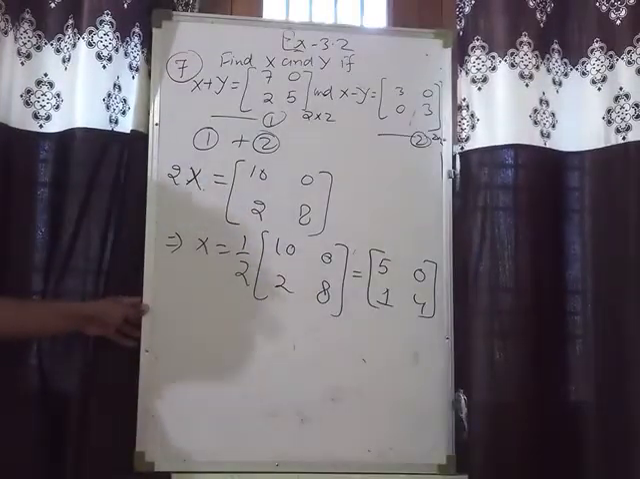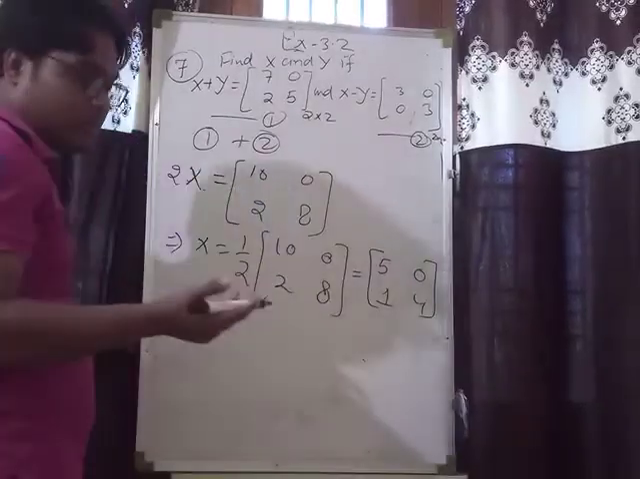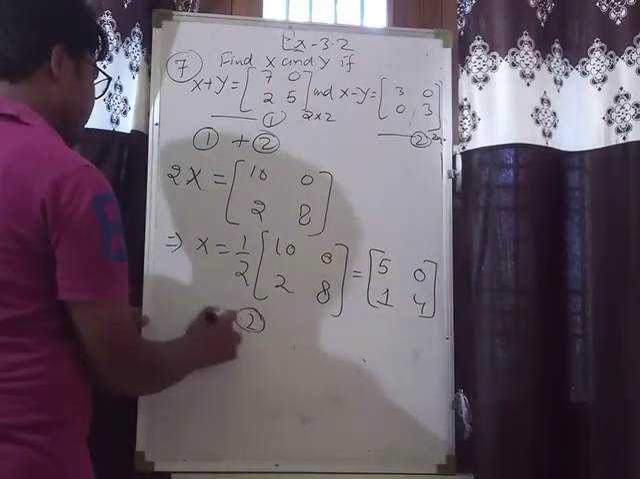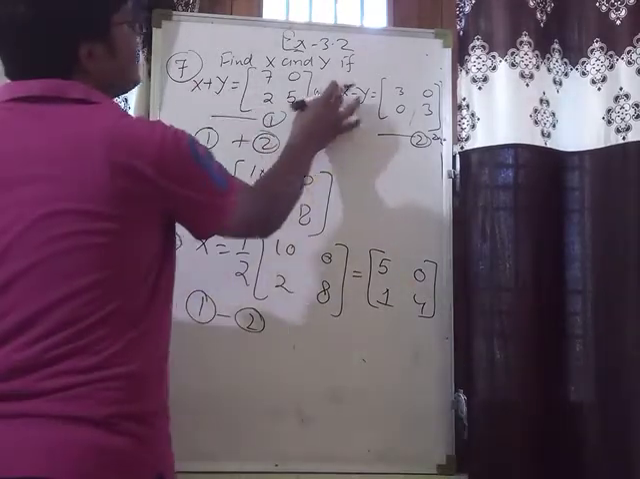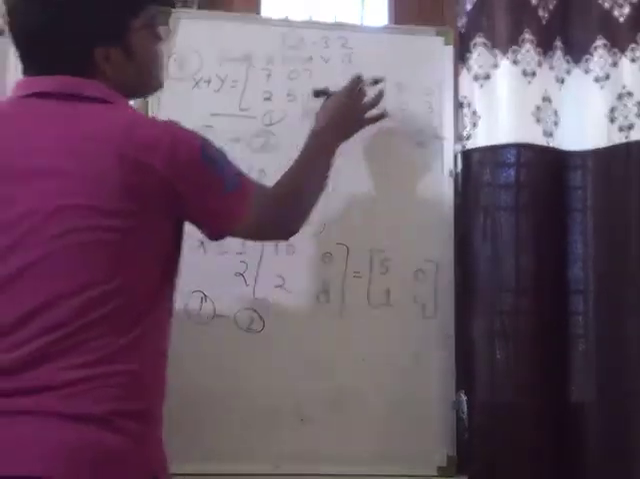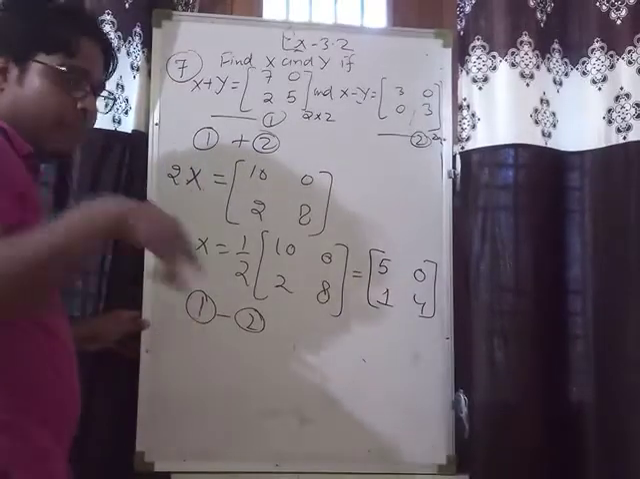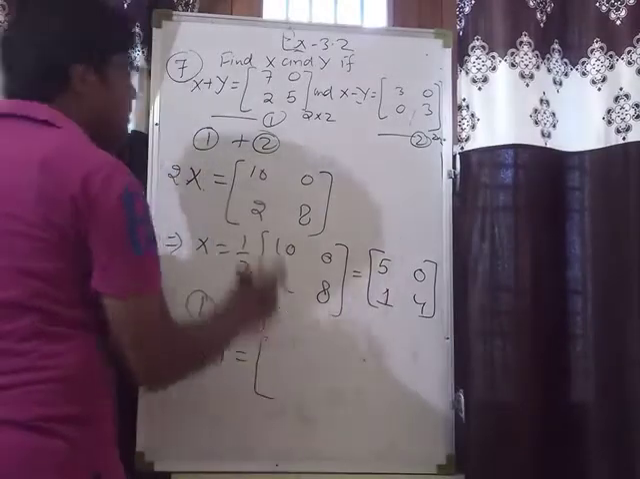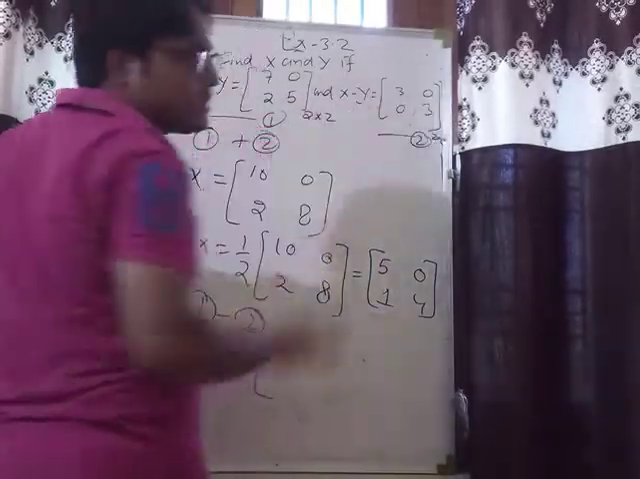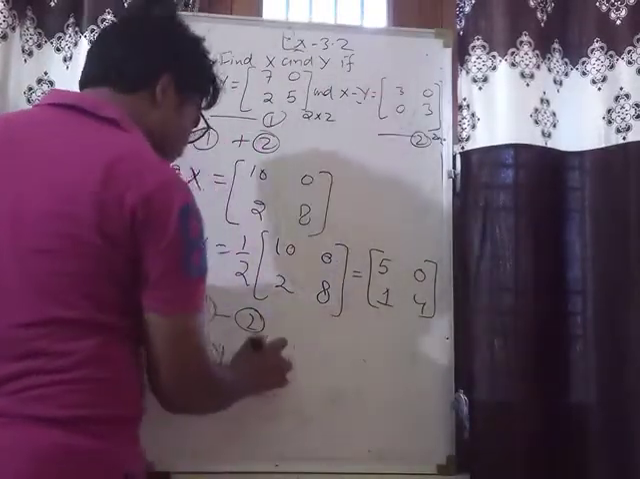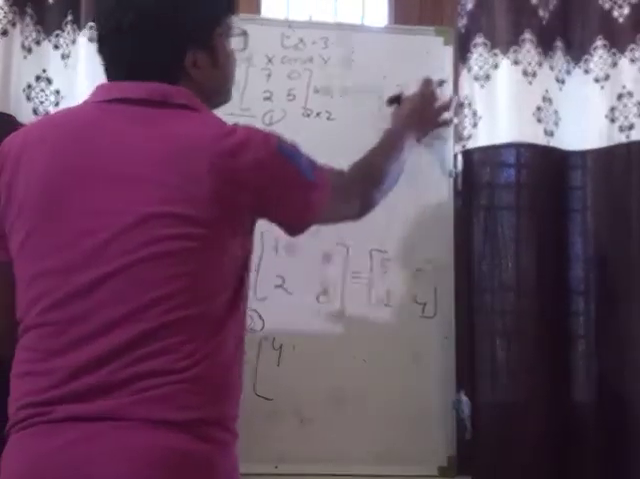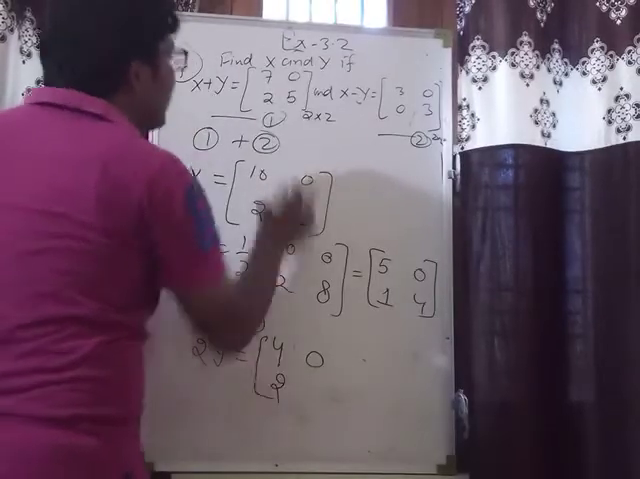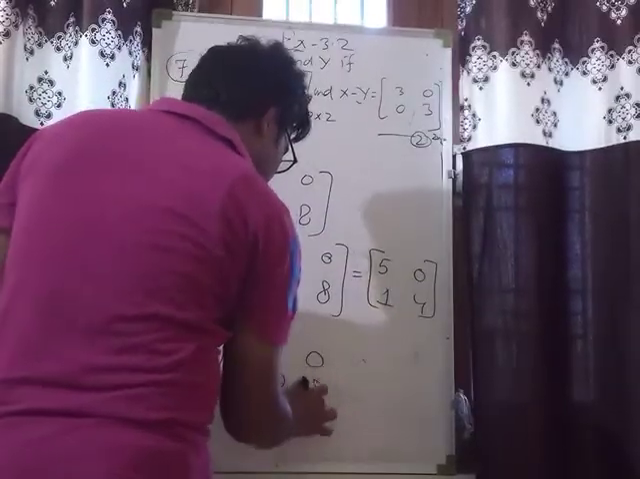Okay. Now how can we find out y? So subtract second from first. So clearly x minus x will be 0 and y minus minus y, that is y plus y, that is equal to 2y. अब आप subtract कर लो right में right side. This is minus right side. So 7 minus 3, that is 4. 0 minus 0, that is 0. 2 minus 0, that is 2. And 5 minus 3, that is 2.